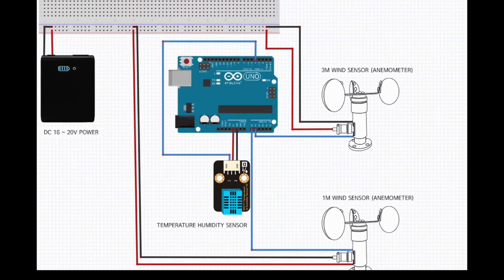The temperature and humidity sensor uses a 5-volt power supply from the Arduino. It is connected to the power source of the Arduino and the ground port, and the measured result is passed to D4, one of the digital ports.